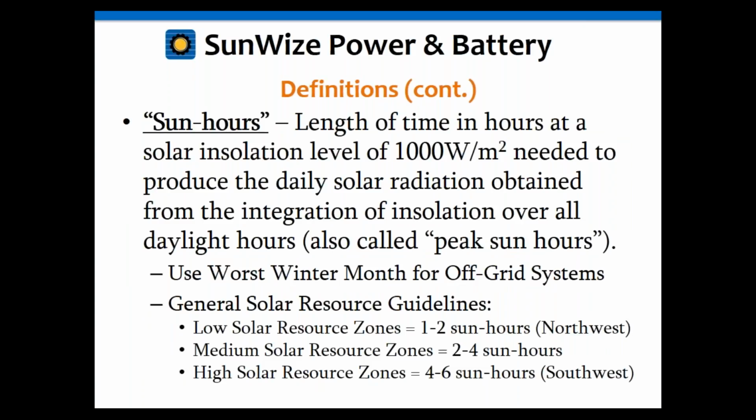Sun hours are also very important to understand, because that's the methodology we're going to use for sizing the system. Basically, sun hours kind of equates to kilowatt hours, the amount of kilowatt hours you're getting out of the system on a daily basis. Again, we're going to have some maps on that. Keep in mind that we're working in the worst month situation. And just some general guidelines, and again, we'll go to the map for that in a second: areas with low solar resources are going to have 1 to 2 sun hours a day, medium about 2 to 4, and places in the deserts might get as much as 4 to 6 sun hours a day.